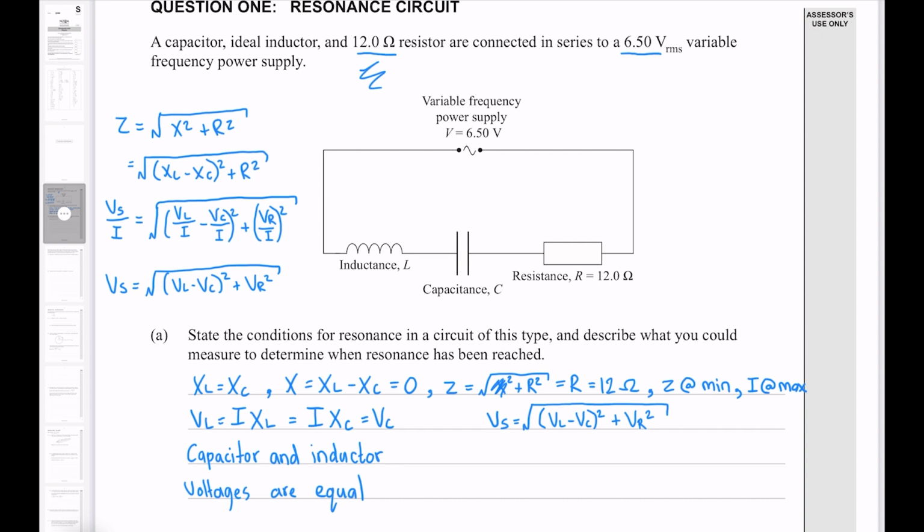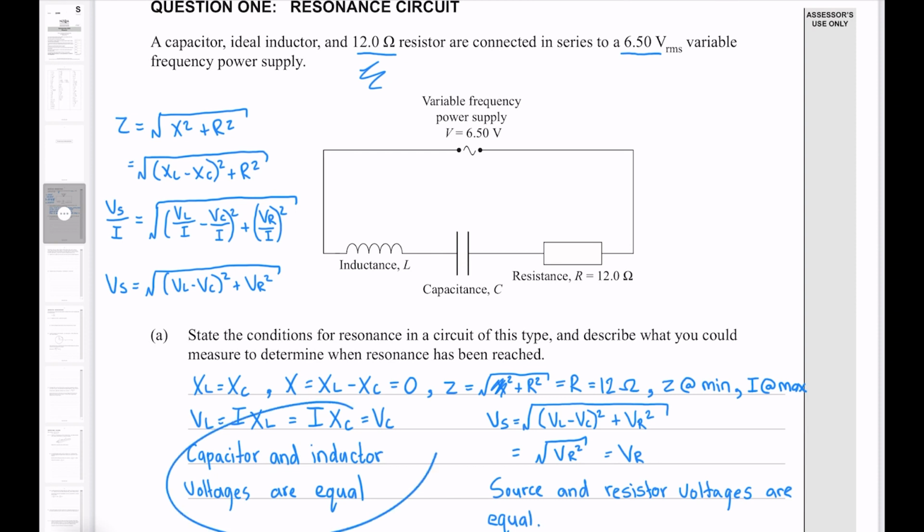Now, given that our voltage across our inductor and our voltage across the capacitor are equal, this equation, of course, becomes the square root of VR squared, which of course just gives us VR, meaning that the source and resistor voltages are equal. So we've provided two separate measurements that can be performed to verify that the circuit is indeed at resonance.